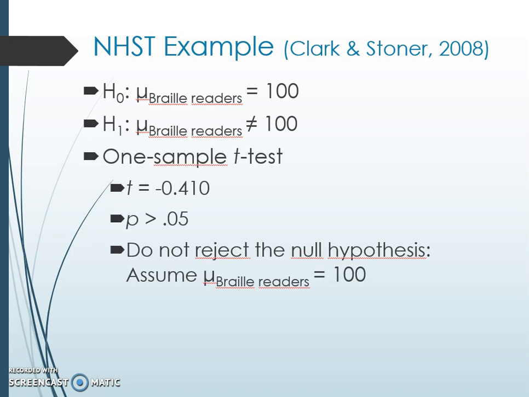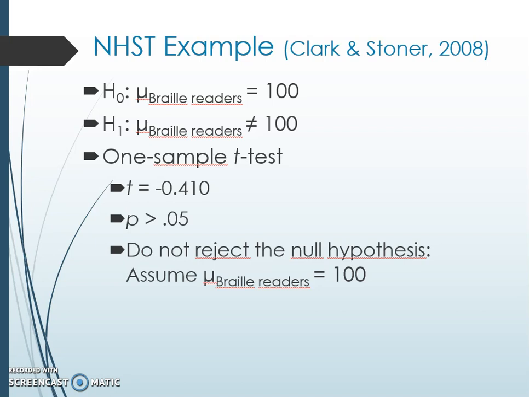So just to remind you of the results from their study, they came up with a t-value of negative 0.410. And then based on that t-value, because of the magnitude of t, it produced a p-value that was greater than 0.05. So since the p-value was greater than their alpha, which they set at 0.05, they said, well, we don't reject the null hypothesis, and so therefore we're going to assume that the mean for Braille readers is not different from 100.